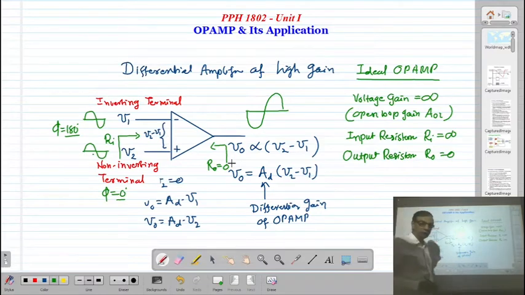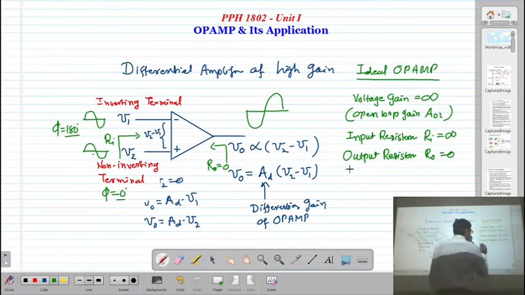If it is 0, then your operational amplifier can drive a number of devices. Remember, there will not be any kind of loading, so the operational amplifier can drive a number of devices at the output.